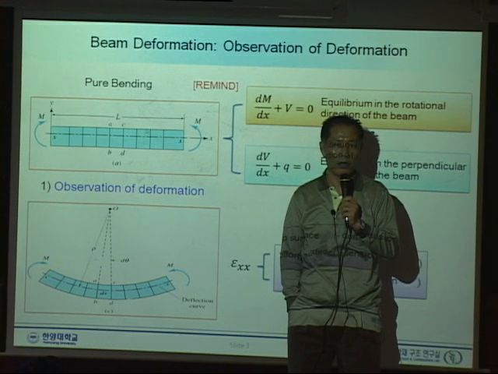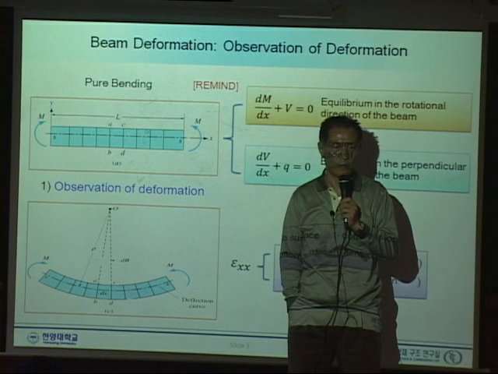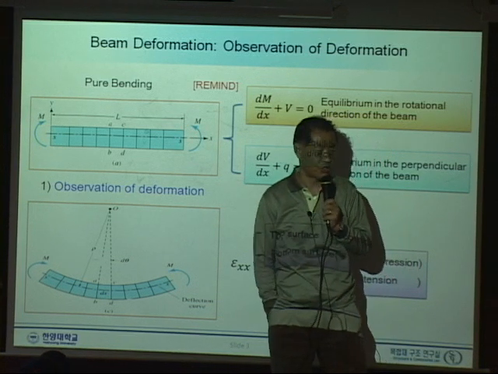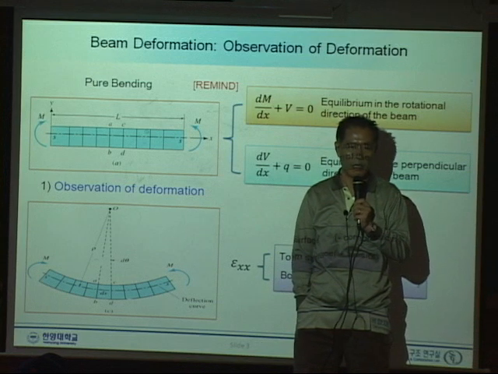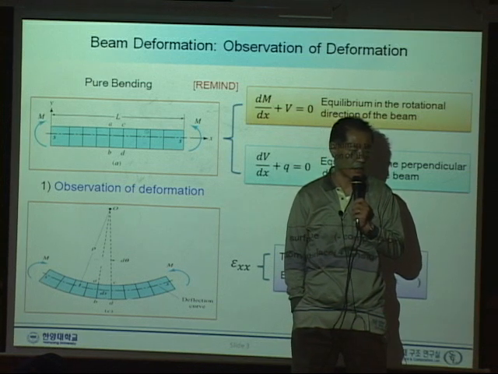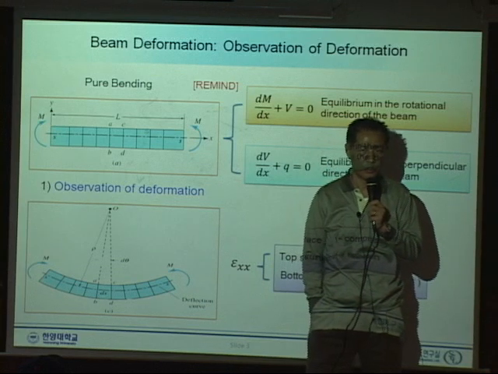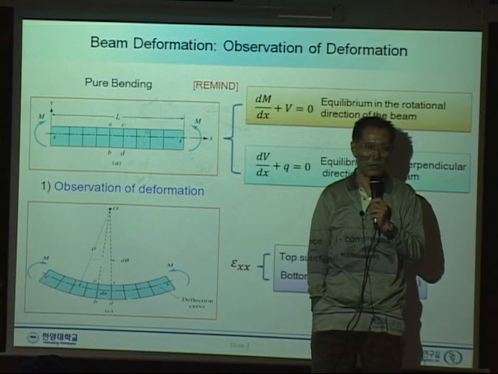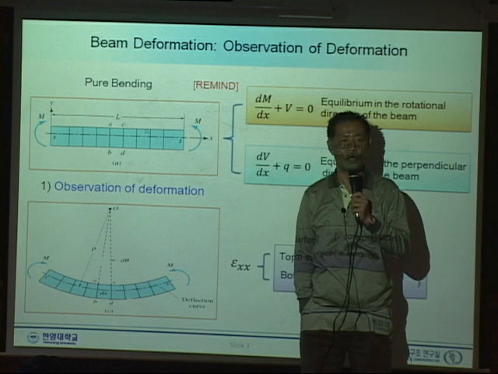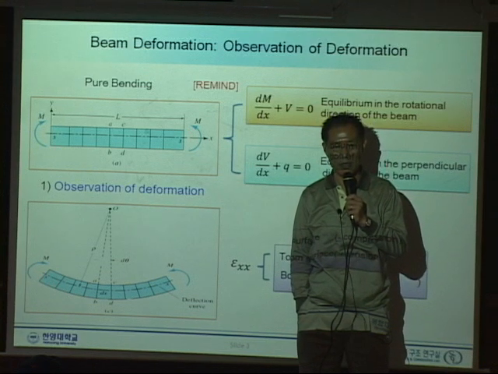And in a beam, there are two kinds of forces developed. One is the shear force, and the other one is the bending moment. And in the last class, we derived the two differential equations. One is for the shear force, and the other one is for the bending moment.